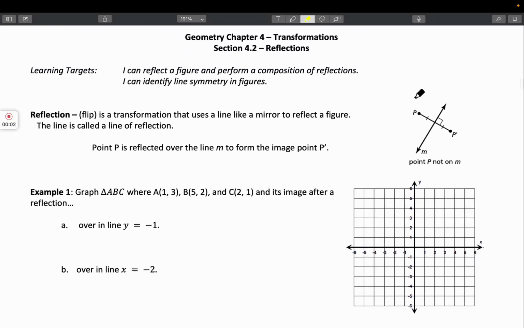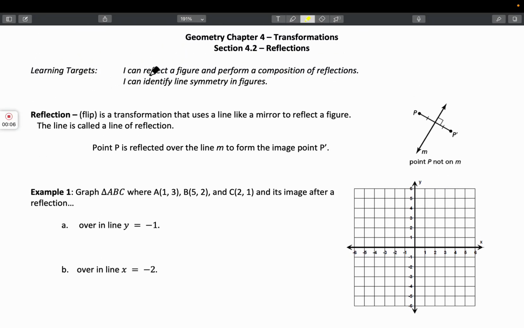Hey guys, today we're taking a look at section 4.2, reflections. Our learning targets for today are that we can reflect a figure and perform a composite of reflections, and also be able to identify lines of symmetry in geometric figures.